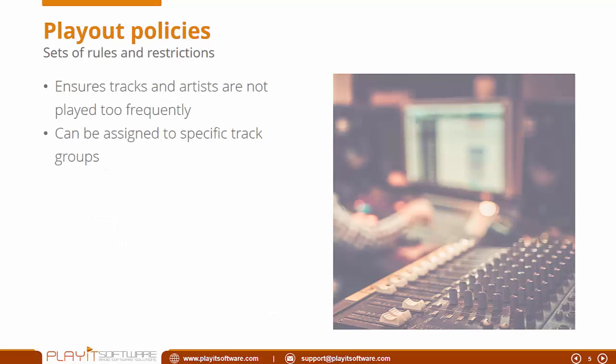Playout policies are sets of rules that help prevent tracks from playing too frequently. For example, you may want to ensure that a track is not played more than once in a 3-hour time frame. You may also want to ensure that the same artist is not played more than once an hour. You can apply these policies to specific track groups. So for example, you may not care that the same jingle track is played more than once per hour, but it's important that a song is not played too frequently because of licensing rules in your particular area that may prevent you from doing that.